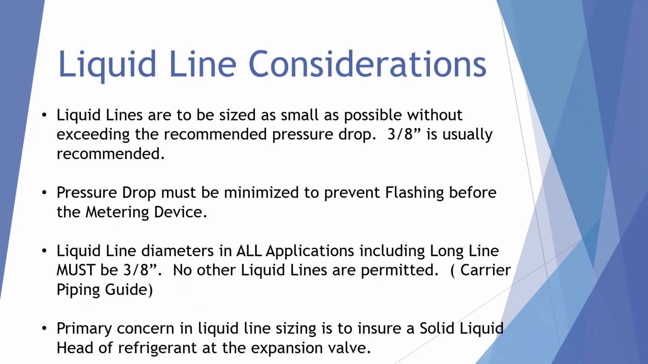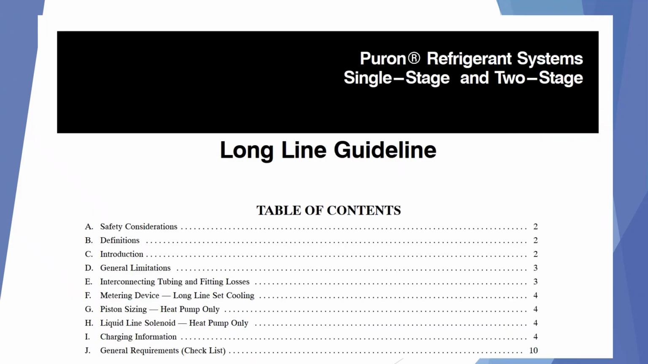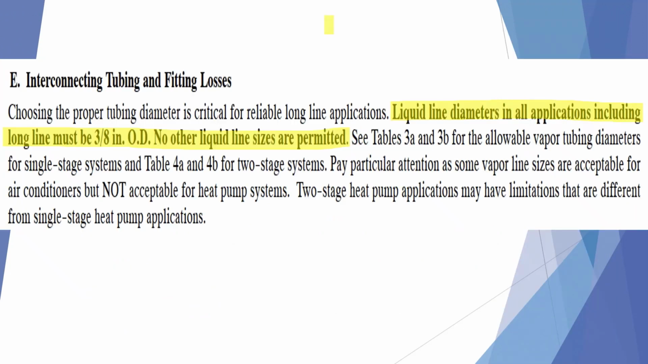Primary concern in liquid line sizing is to ensure a solid liquid head of refrigerant at the expansion valve. Most major manufacturers have a guide that tells you how to run your refrigerant lines for particular types of units. Consult these guidelines for further information concerning how to run the lines and how to size them. In one major manufacturer's guideline, they state that liquid line diameters in all applications, including long line, must be 3/8 inch in OD. No other liquid line sizes are permitted.